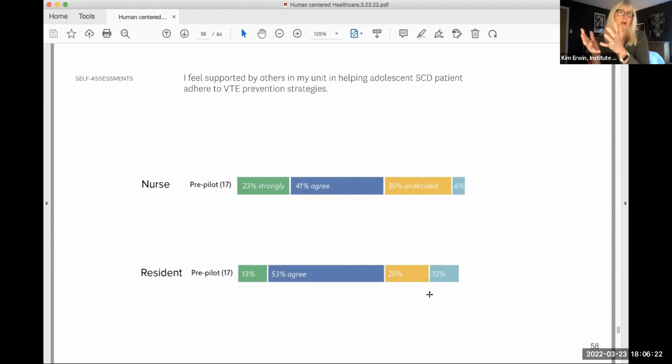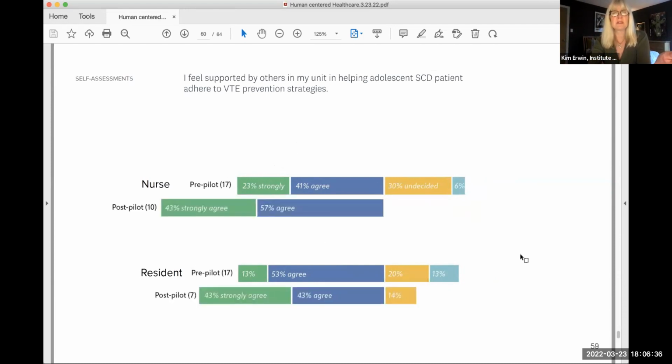And then this was important to us. This was not a health system leadership question. This was ours. How supported do you feel by others in your unit? These are the pre-pilot scores. And you can see people were sort of on the fence about this, and we got much better post-pilot scores on people feeling supported.